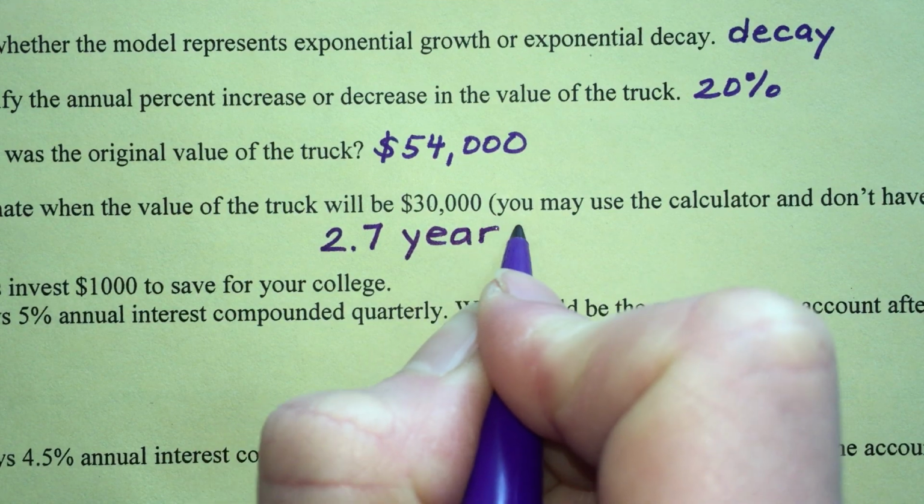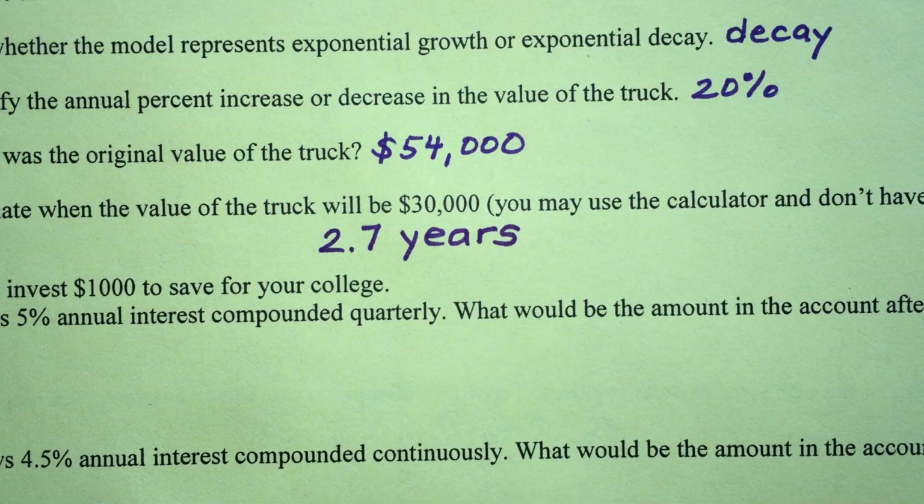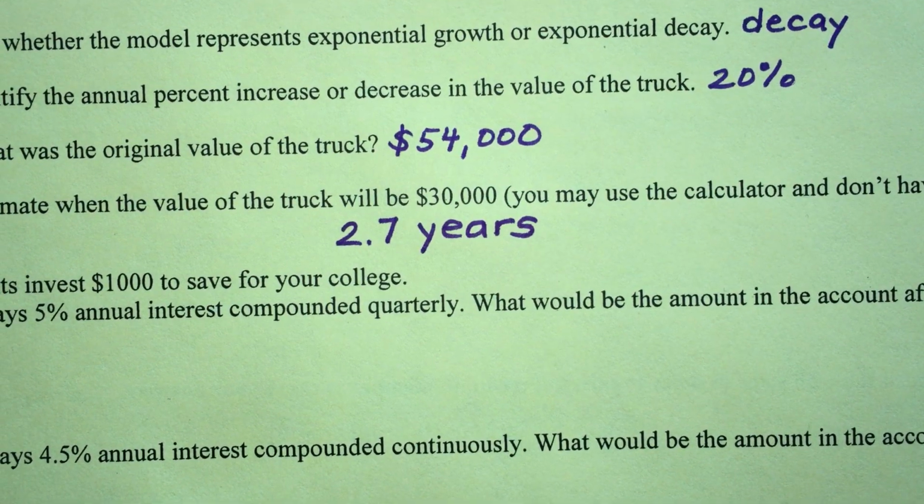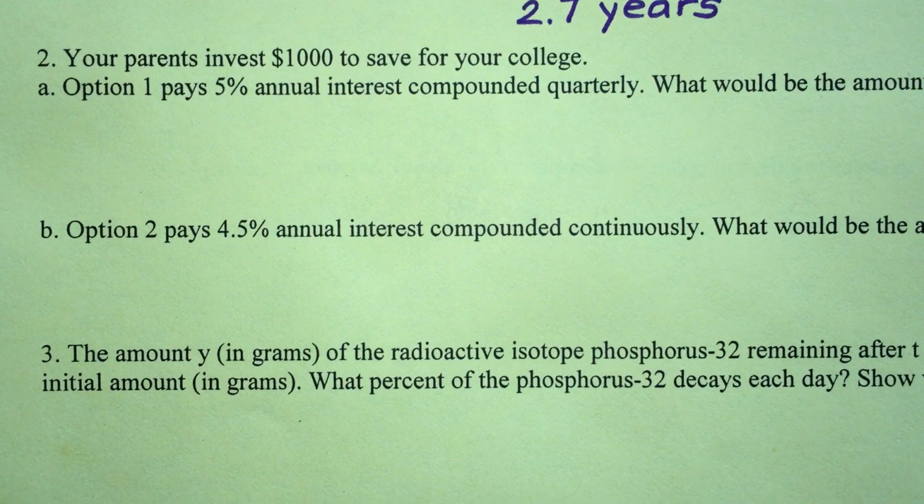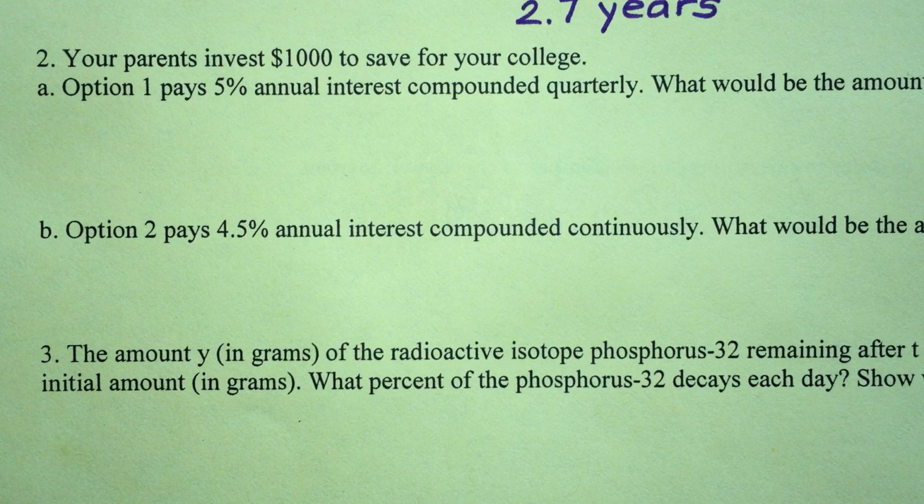Later on in the test, we'll have to solve, but here it just says look on the graph, look on the calculator. All right, let's take a look at problem number 2. Your parents invest $1,000 to save for your college. Option 1 pays 5% annual interest, compounded quarterly. What would be the amount after 3 years?